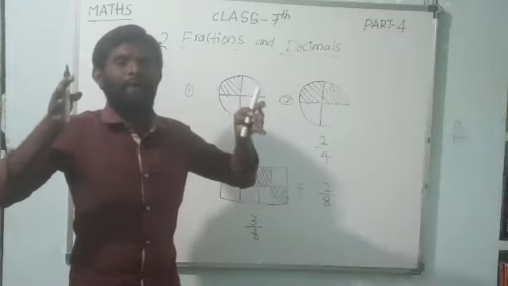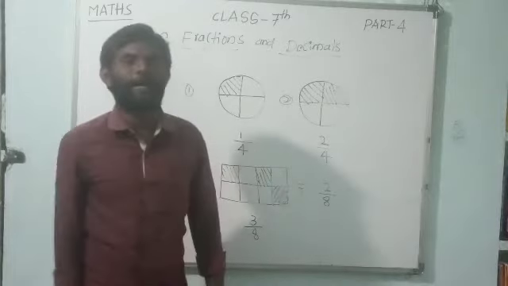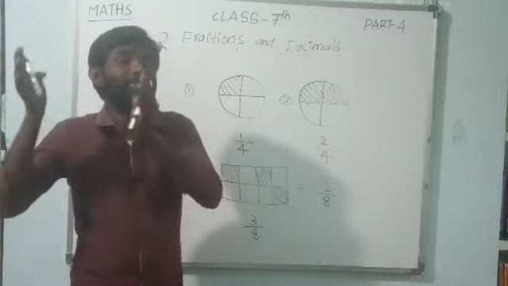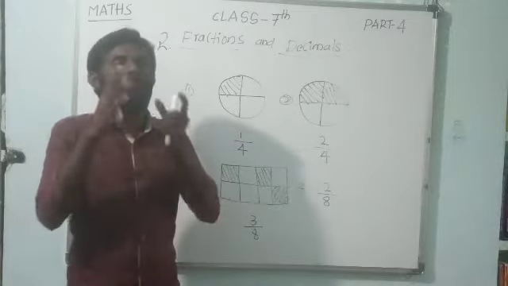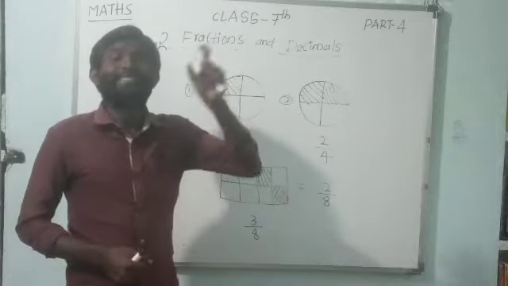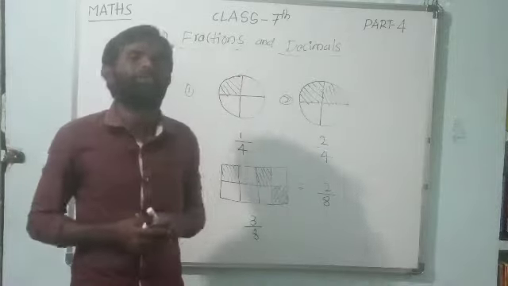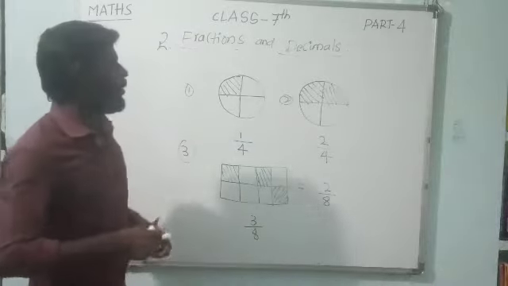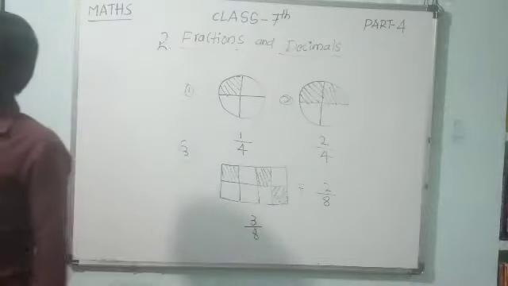In a given diagram, total how many parts are there? That is the denominator. How many equal parts are we divided into? The total number of figures, squares or equal parts we take as the denominator. Then the shaded parts, depending upon what the question asks, we take as the numerator.